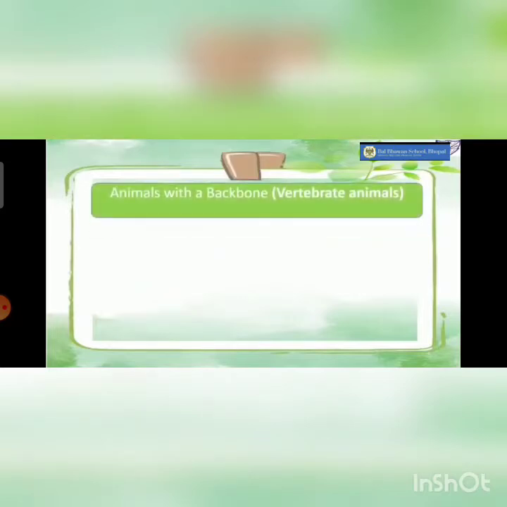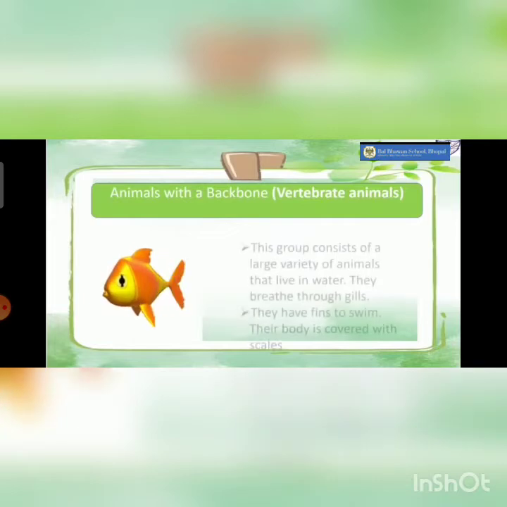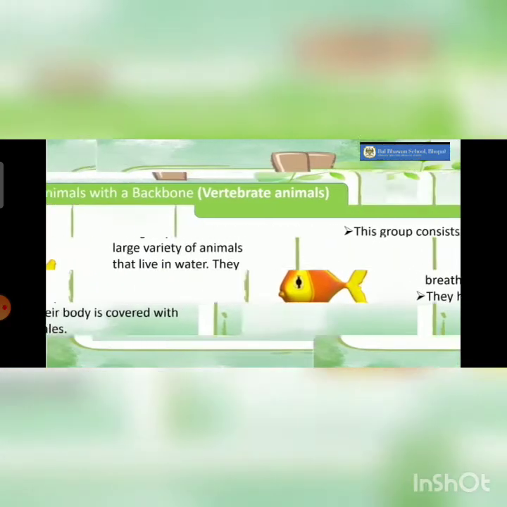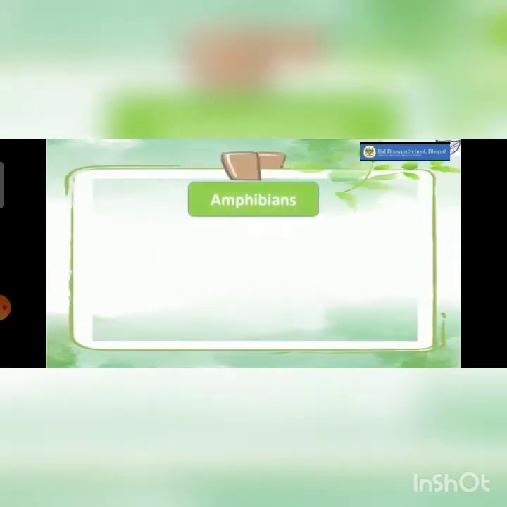Coming to the next group of animals, which are known as vertebrates. The animals that have a backbone are called vertebrates. This group consists of a large variety of animals that live in water, and they breathe through gills also. The first, and we all know them, are fish. Fish have fins to swim and their body is covered with scales. So, under the vertebrate category, the first was fish.